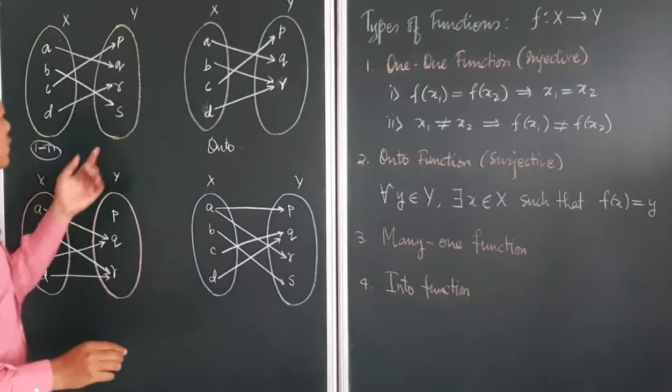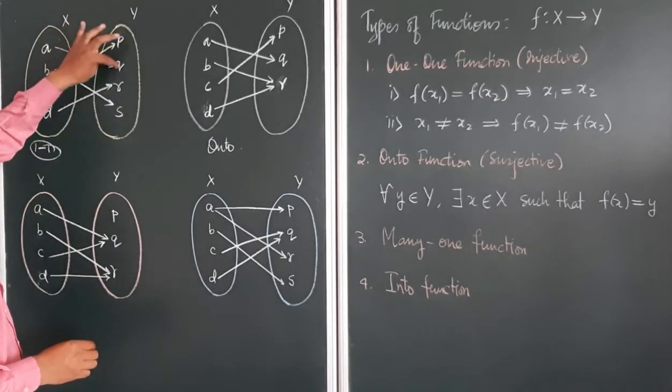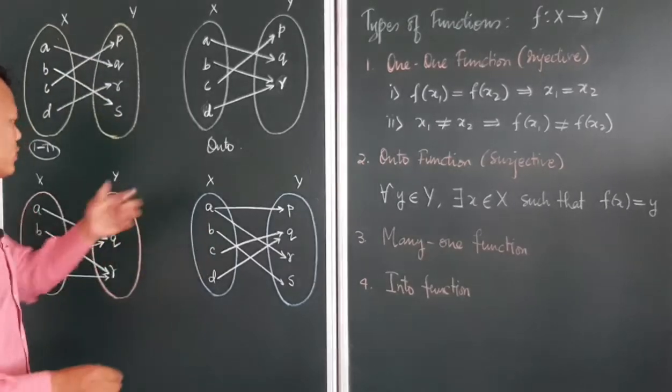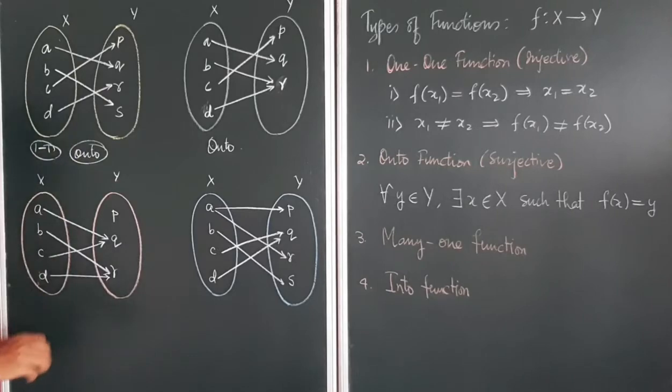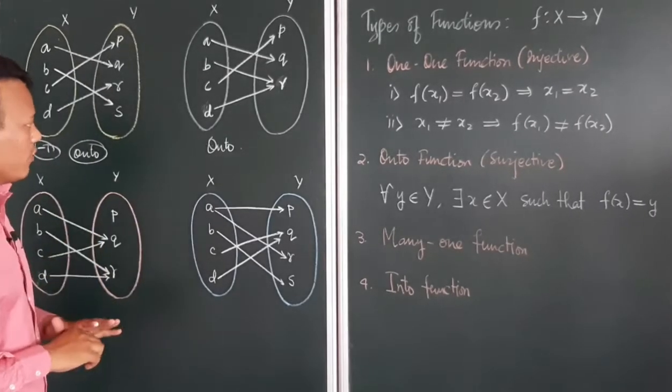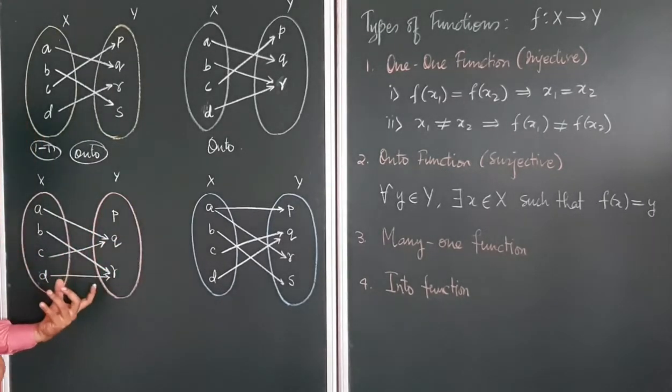Alright, similarly here we see that in the second set P, Q, R, S, all the 4 are getting mapped. So that's why this is also onto. Okay, so this is my 1, 1 also, and this is my onto as well. Fine. Now let's check whether this is onto or not.